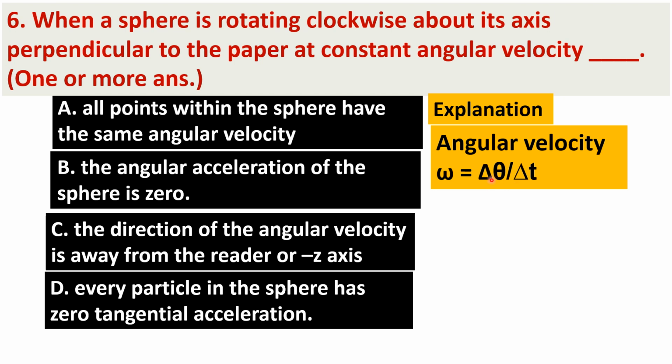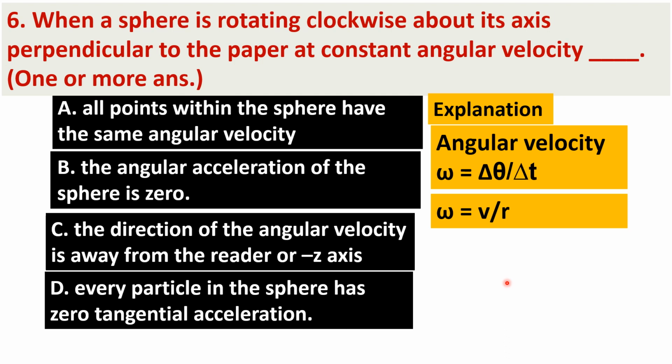If there is a change in angular displacement, there is what we call angular velocity. And since angular velocity is also a vector quantity, it must have a definite direction. Let's talk about that later. Let me show first what I have here.